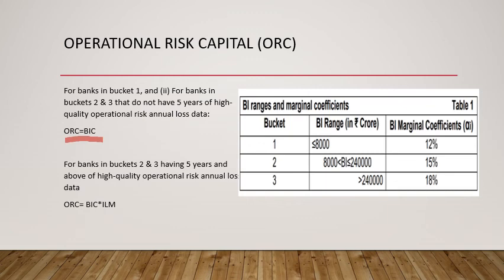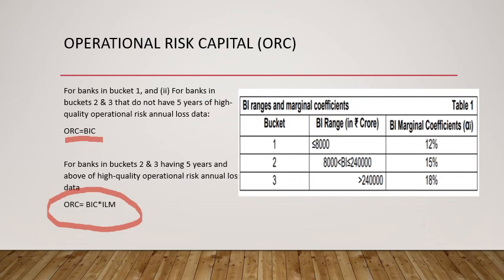Now for banks in bucket 2 and 3 having 5 years and above of high quality operational risk loss data, if you have that kind of data available, then your ORC gets calculated by considering two factors, which is BIC multiplied by ILM. We have already calculated the BIC part, and we have also calculated what is called the ILM. So ILM and BIC together will give me what is called the operational risk capital. Okay. So we have to understand the significance of all the three variables.